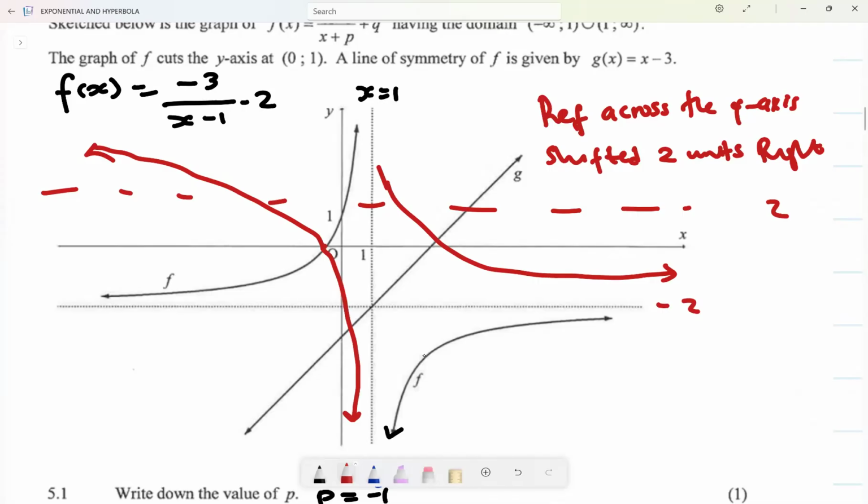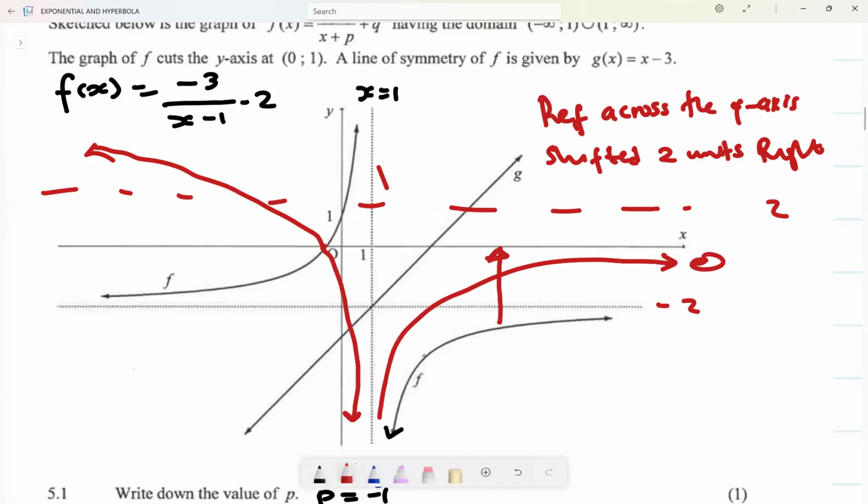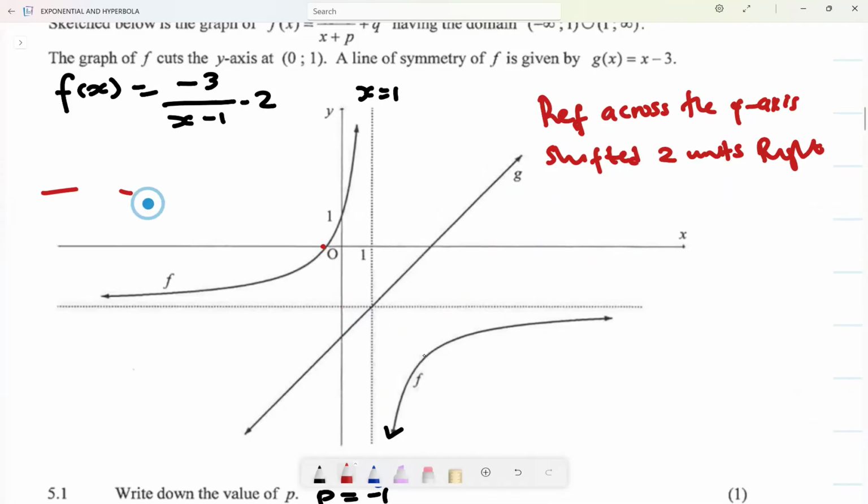So I can say, I need to move this one upwards first so that it comes here. Okay. And when I do that, it's going to be this, where when I now reflect this graph that is shifted 2 units up, it's going to look something like this. Okay, guys, those are the three that I can find.